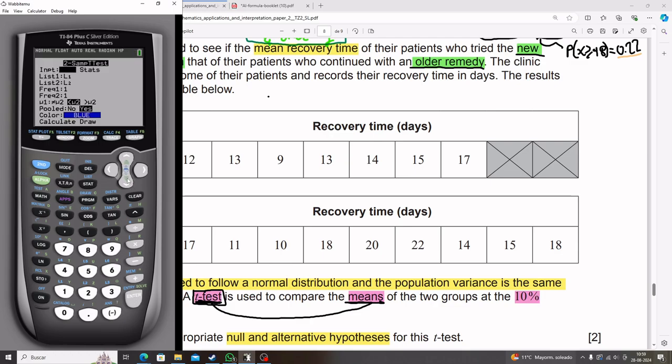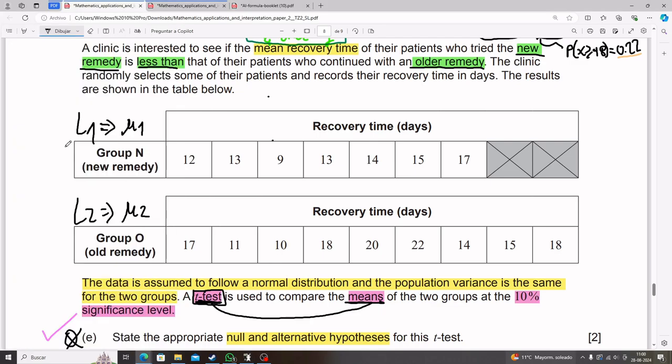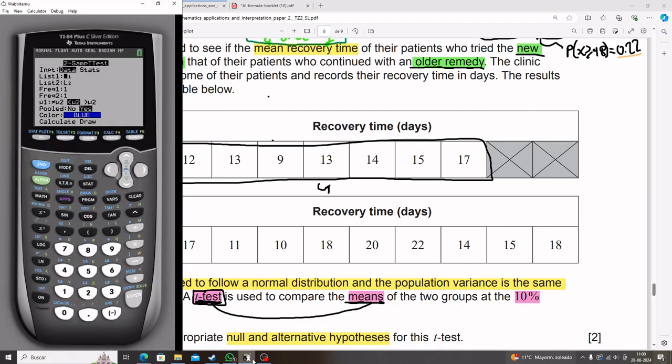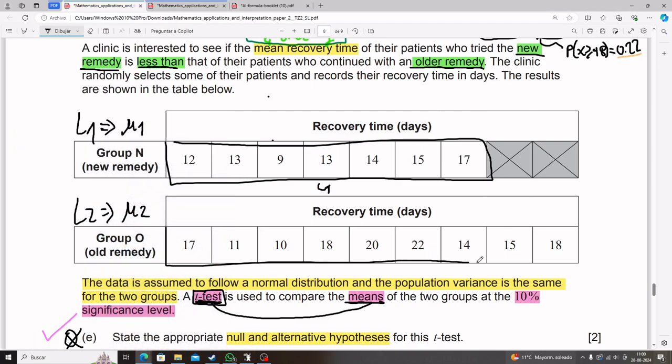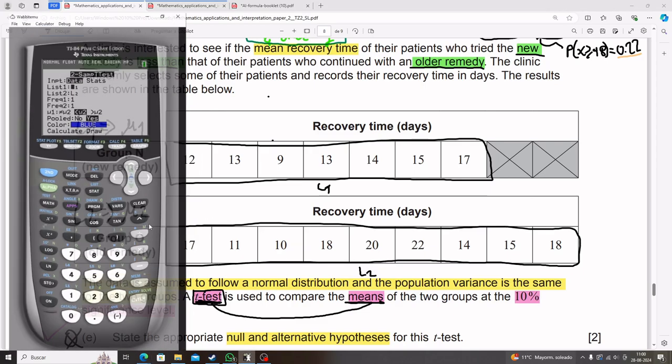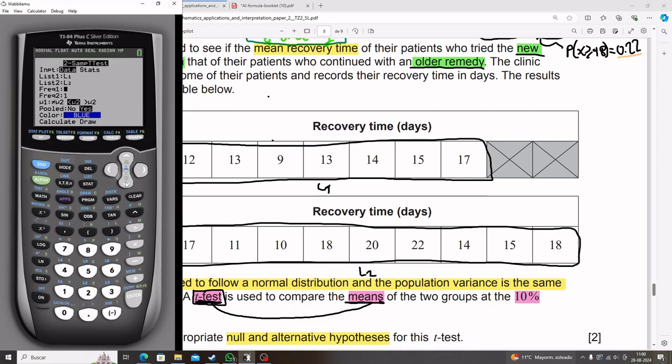So we go ahead and press here. List 1 is L1, so this is going to be L1, all of this. All of that is going to be L1. And then list 2 has to be all of that. ¿Vale? So we have to make sure that we do that. List 1, list 2. Frequencies is if you have a frequency table somewhere. In this case, we don't.